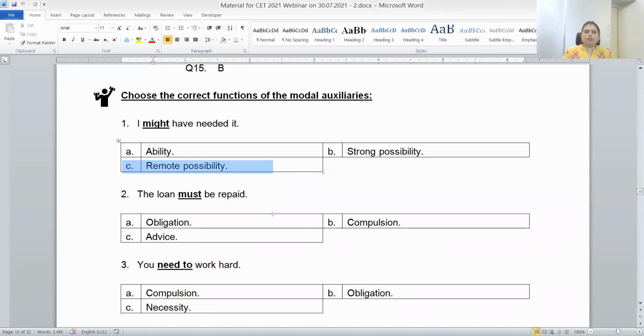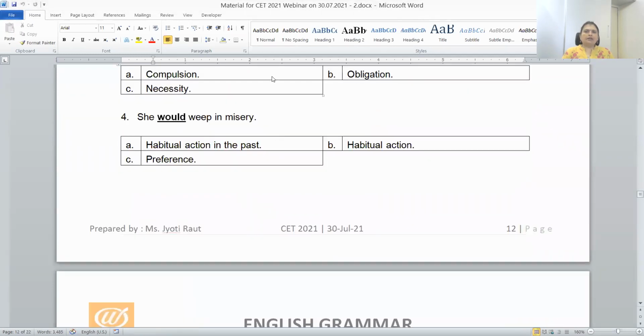Just check. The loan must be repaid. Children, what is it? Compulsion. Yes, you have to repay. Compulsion. Option B. You need to work hard. Children, need to. Necessity. Option C. Yes. Then comes your number 4. She would be in misery. Children, which is the correct option? It is option B, habitual action. See, I just told you some time back, habitual action in the past, that is used to, children. Here, it is just habitual action. So please don't get confused.